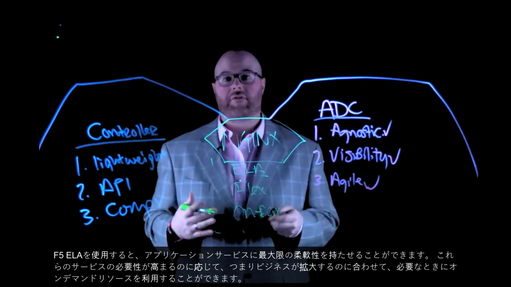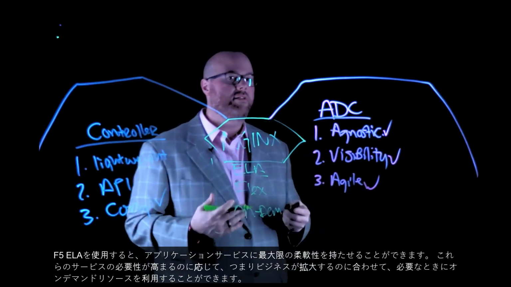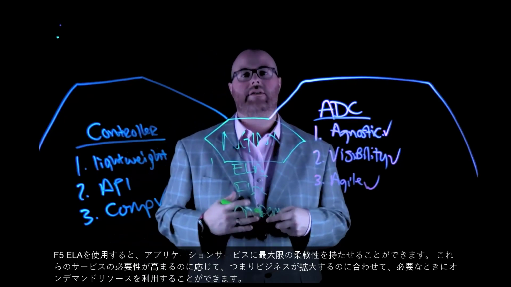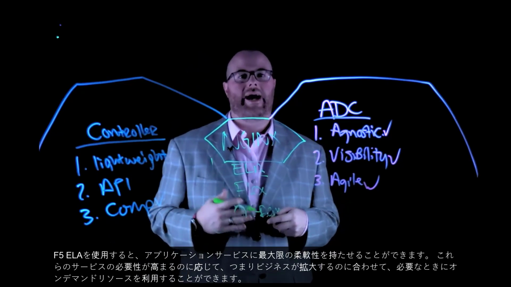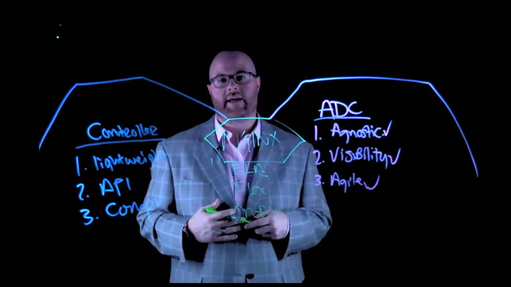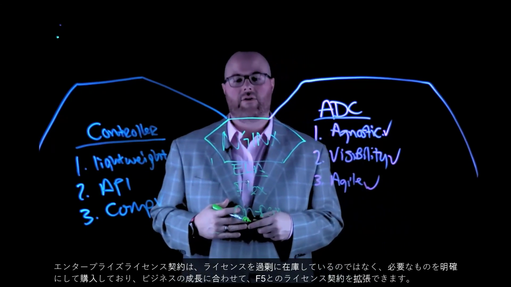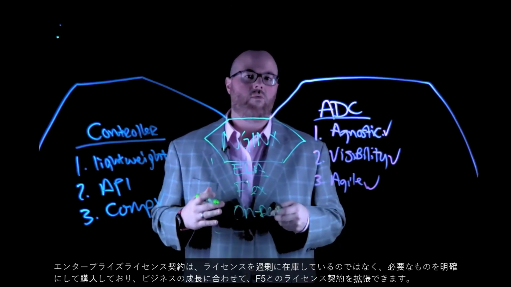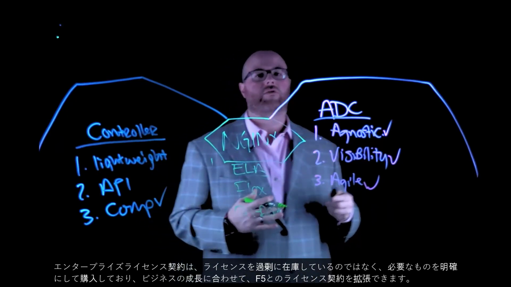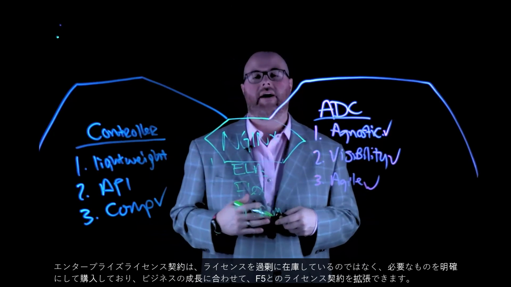Now, as your need for those services grows, as your business scales up, you have the ability to spin up on-demand resources at the point in which you need them. You're not overstocking on licenses with an enterprise license agreement. You're buying specifically what you need, and then you're able to grow that licensing agreement with F5 as your business grows.